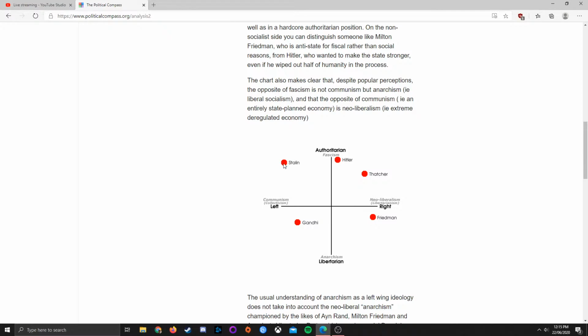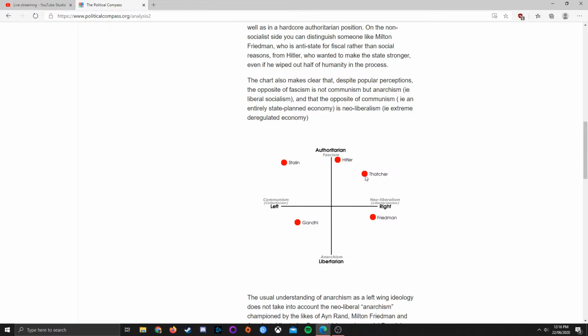If we go over here, we've got Stalin. Obviously, Stalin was the head of the Soviet Union, which was a communist state, so it was very authoritarian. He's right up at the top for authoritarian, but he's also right over to the left for economics because the Soviet Union was a communist society. Pretty much everything was state owned, state planned, and run by the government. So it was massively over on the left and also up at the top for authoritarian.